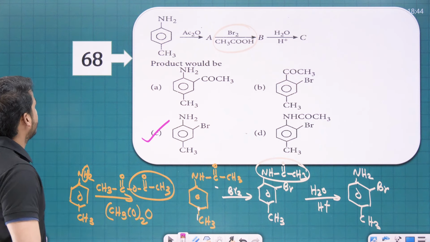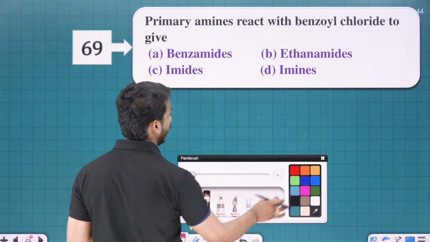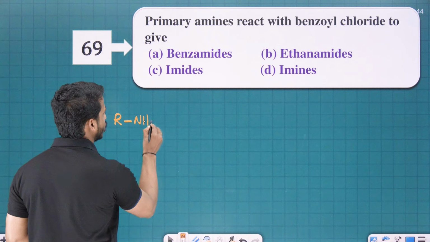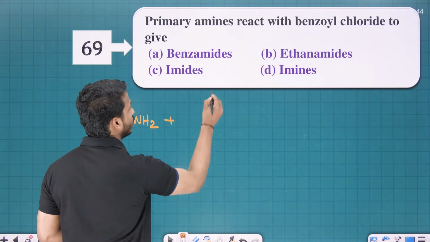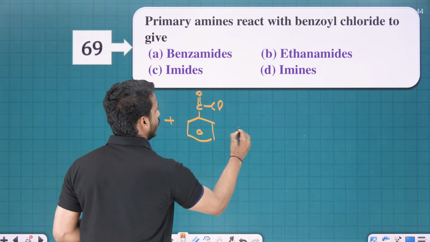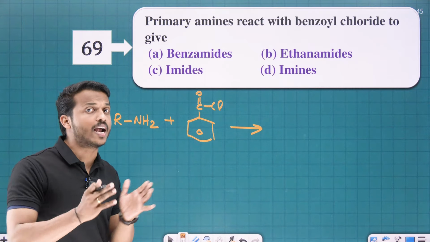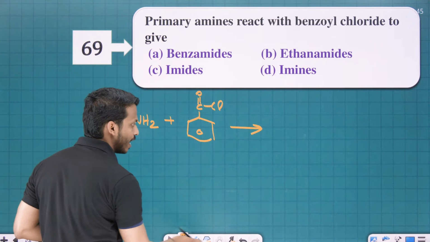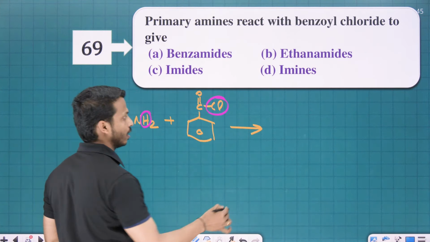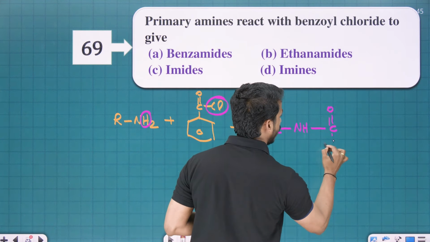Okay. Question number 69. Primary amine reacts with benzoyl chloride to give what? Primary amine. Let me take an example, RNH2, treated with benzoyl chloride. What is benzoyl chloride? Benzene with the COCl. We studied that when amines react with acid chloride or acid anhydride, we get amides. How do we get the amide? Very simple reaction. Take one H, take this Cl. HCl is cut. Join the remaining: R, NH, C double bond O, benzene ring.